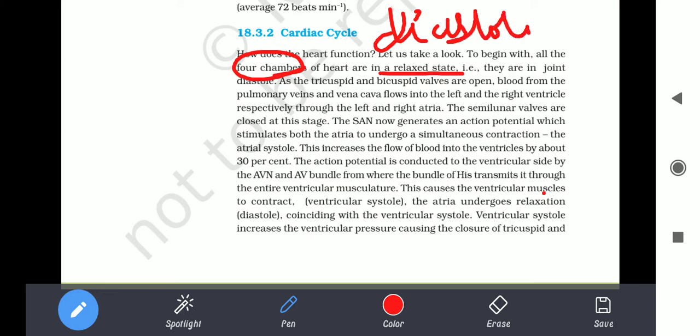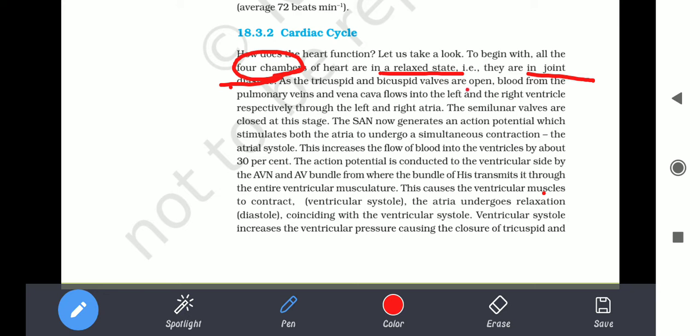Diastolic state. Okay, so they will be first at the relaxed state only. They are in joint diastole, meaning the atria and ventricles will all be in a relaxed state, and as the tricuspid and bicuspid valves are open, blood will come from the pulmonary veins and vena cava. Then it flows to the left and right ventricle respectively.